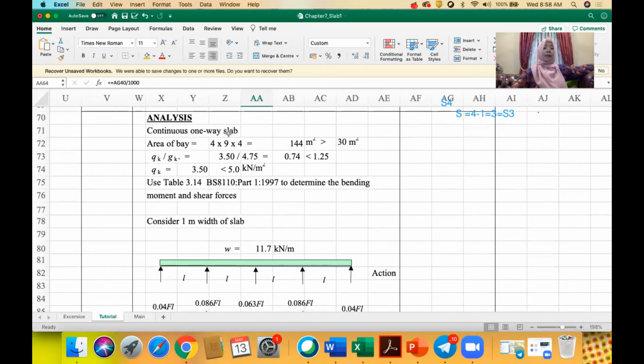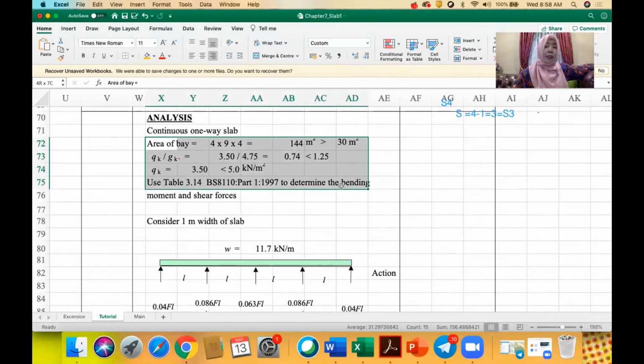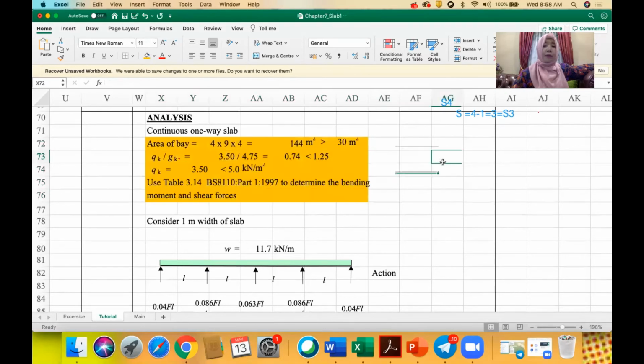Alright, this is a continuous one-way slab. Now we have the condition here, as you can see. This is actually from BS 8110. This is the condition that we need to consider before we use the coefficients in table 3.12 just now. The area of the bay must be greater than 30.